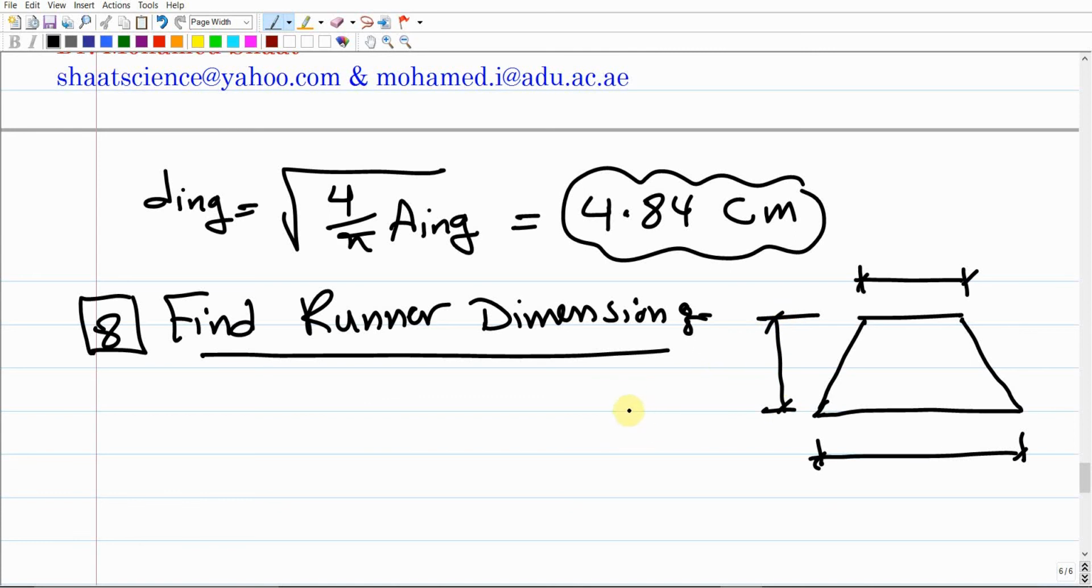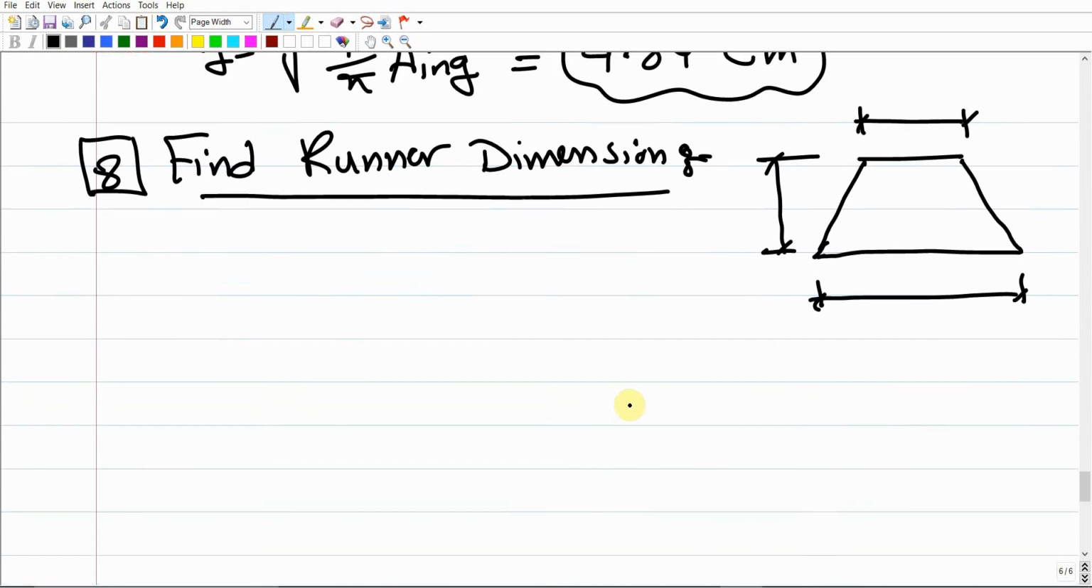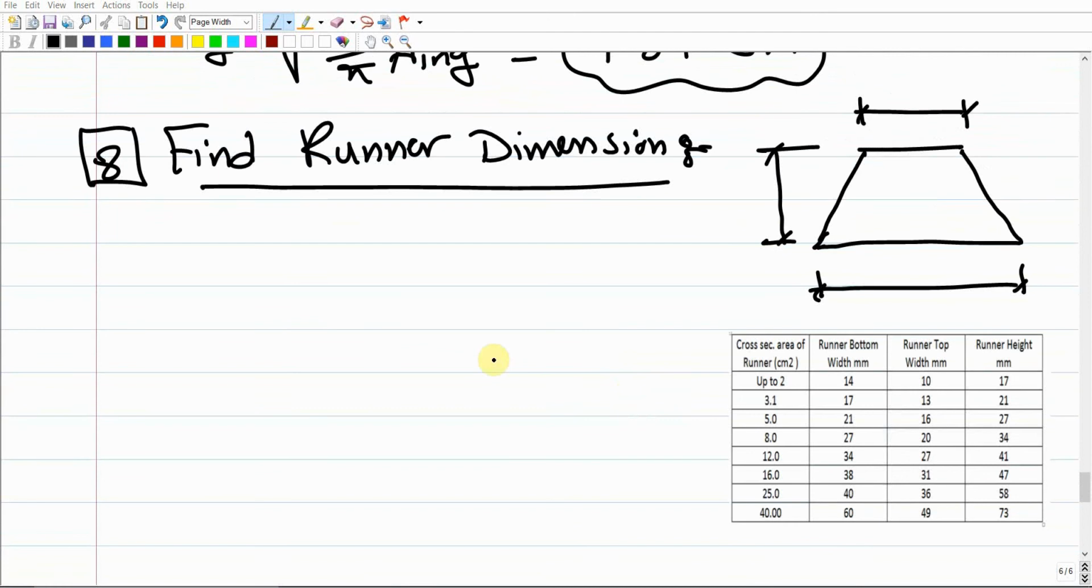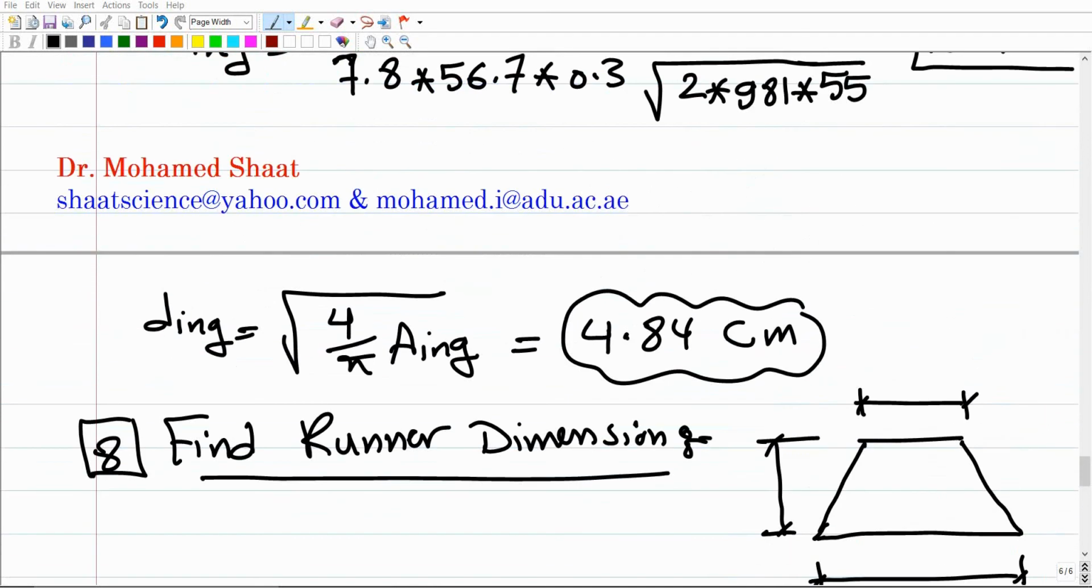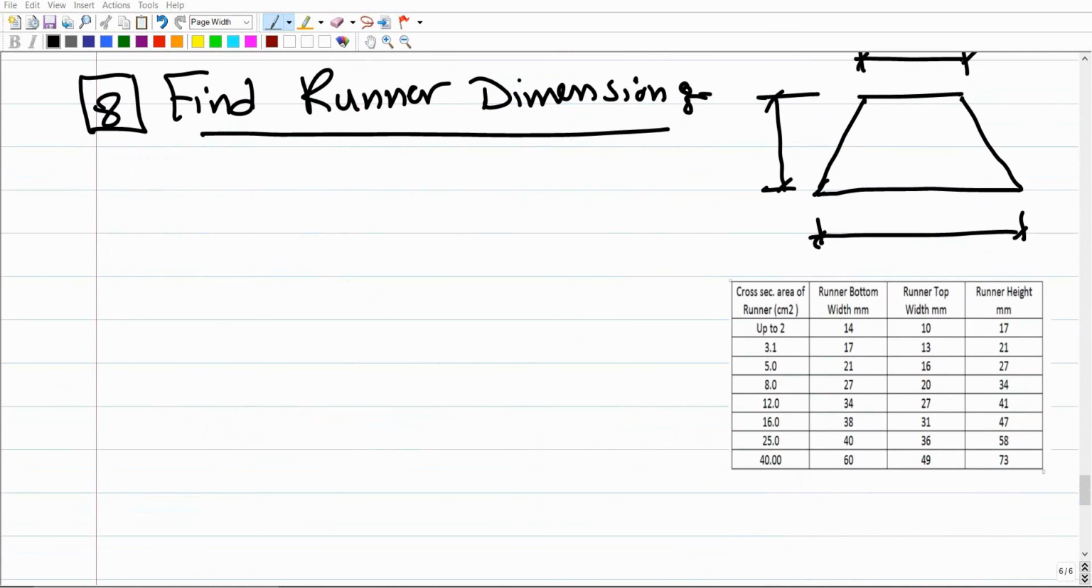Okay, so for the calculation of the runner, we need a table. I've brought the table here to come up with this dimension, but to use this table, we need the cross-sectional area of the runner. And we said that this depends on the area of the ingot that we just calculated above, which we got as 18.44 centimeter square.